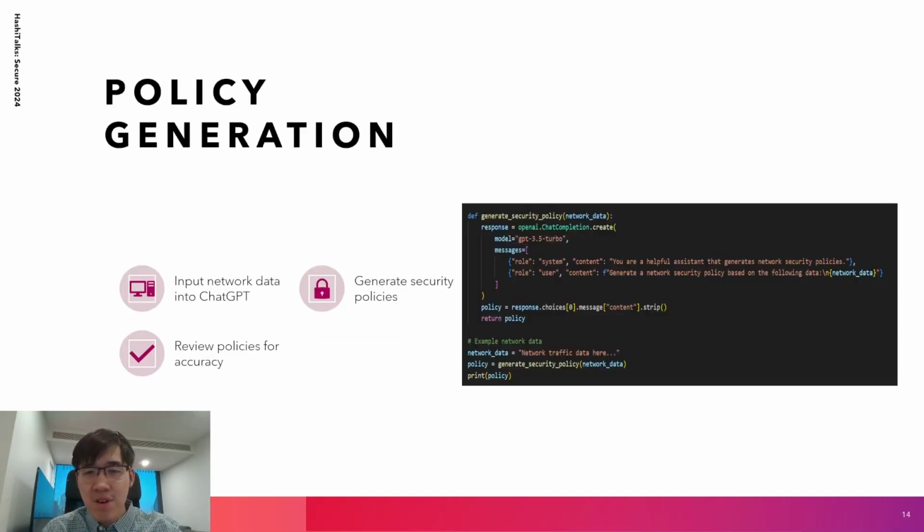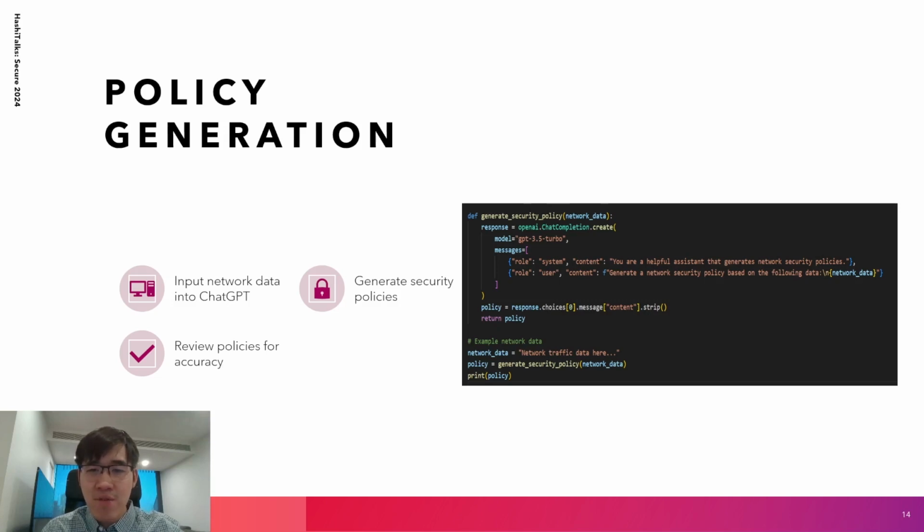So first, what we need to do is generate a policy. As part of this, what we really want to do is 3 steps. We want to input network data using a GPT model. We then want to generate the security policies as part of that. And we then look into reviewing the policies for accuracy.